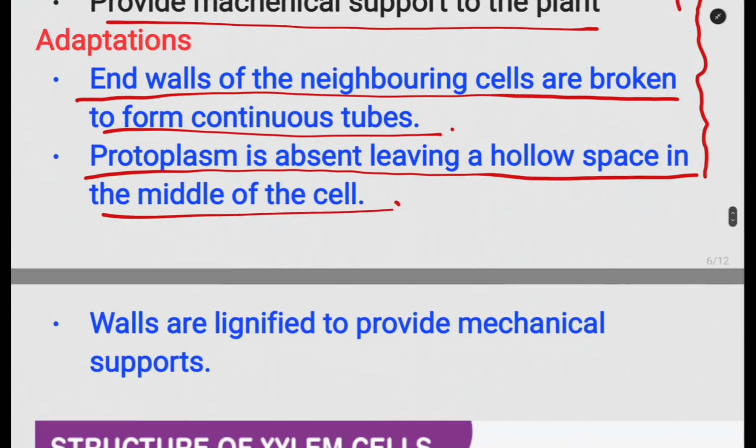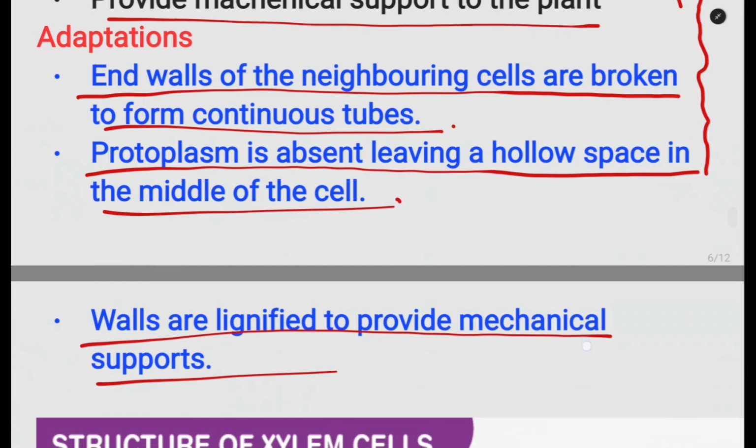And also the last one, we are saying walls are lignified to provide support, mechanical support rather. Like I said already, lignin is just the hard material that makes up the xylem, and in this case it provides mechanical support to the plant, or it makes the plant firm.